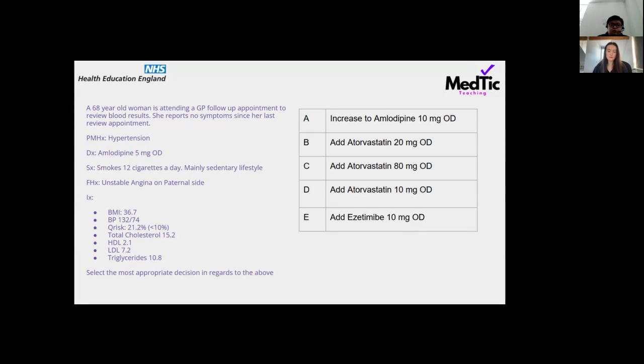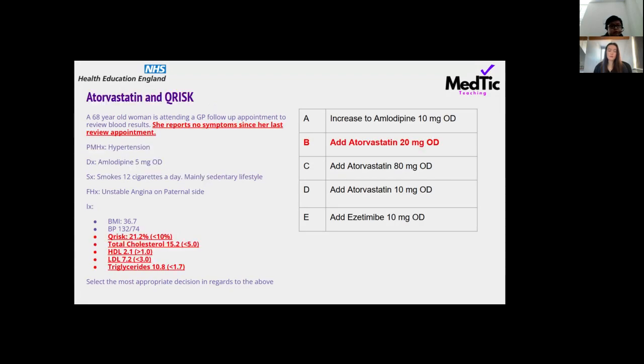I think we've just about reached the mark to review the answers, once everyone has had a chance to have a look. So the answer for this question is answer B, add atorvastatin 20 milligrams once a day. Now let's dissect this question a little bit. You want to see the most important points on what could determine treatment.